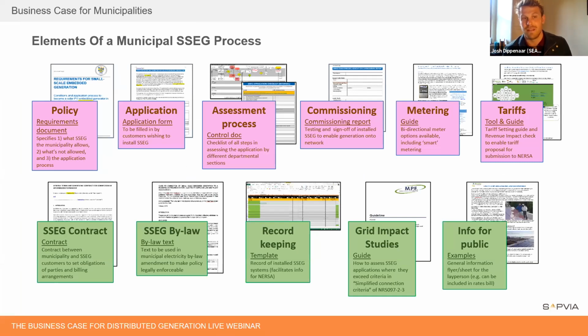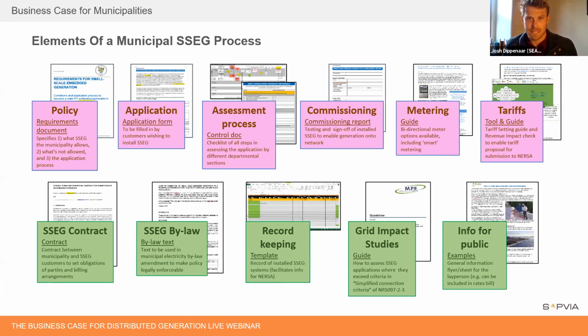Yeah, so this shows the various elements of a municipal SSEG process. I'm not going to go into it, but just to say that municipalities need to get their policies in place, application forms, and they need to assess applications, commission systems, change the meter, install a bidirectional meter, have a tariff in place. And then there's contracts and bylaws, and they need to keep record of SSEG systems. So it's a whole new area of operation for municipalities.